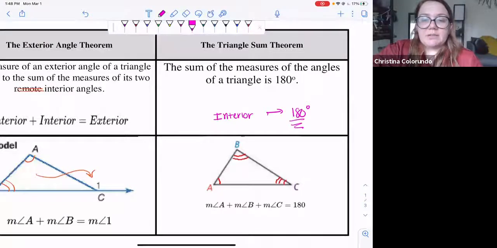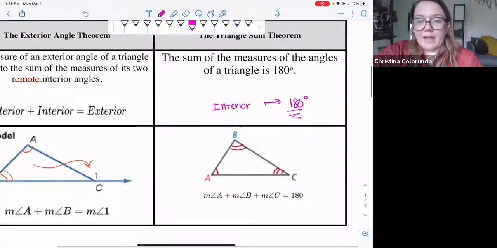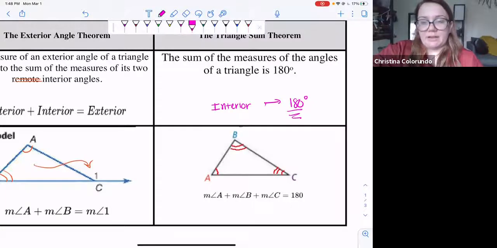As you can see in this model, you'll have the measure of angle A plus the measure of angle B plus the measure of angle C equals 180 degrees. This is true for all types of triangles. If it's a right triangle or an isosceles triangle, as long as it's a triangle, the interior angles will add up to 180 degrees.